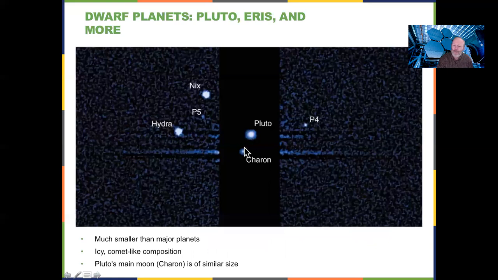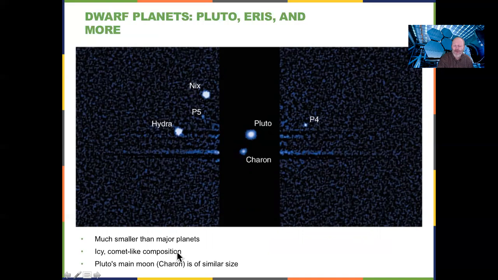But when we got there, we actually discovered Pluto in 1930. A guy named Clyde Tombaugh did. We didn't discover its moon Charon until the 1970s. We discovered Nix and Hydra after New Horizons was already in the works, and we turned the Hubble spacecraft towards Pluto to take some pictures. Nix and Hydra, that's not a mistake in the name, NH, New Horizons. P4 and P5 are now named Styx and Kerberos. They were discovered also while the New Horizons was on its way to Pluto.